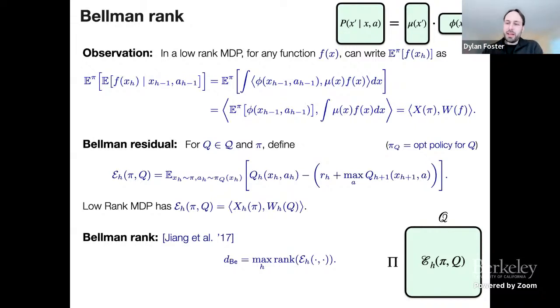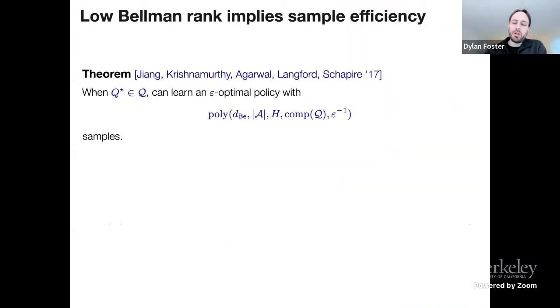So let me explain exactly what this sort of assumption buys us statistically. Whenever you have a realizable class of Q functions containing Q star, you can learn a near optimal policy with sample complexity that's polynomial in the Bellman rank, in the number of actions and the horizon, and most importantly in the statistical capacity of your class of Q functions.